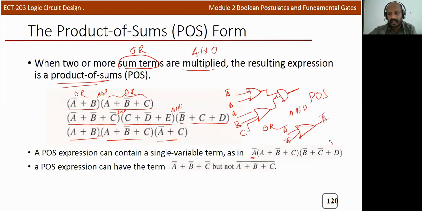So this can be considered as a POS expression. But similarly, in the case of AND, if there is a term (a plus b plus c) the whole bar, we cannot consider this as a POS expression term, because we cannot perform this a plus b plus c by using OR and AND operation. So it can be like this: a bar plus b bar plus c bar can be one of the terms, but a plus b plus c the whole bar cannot be the POS form.